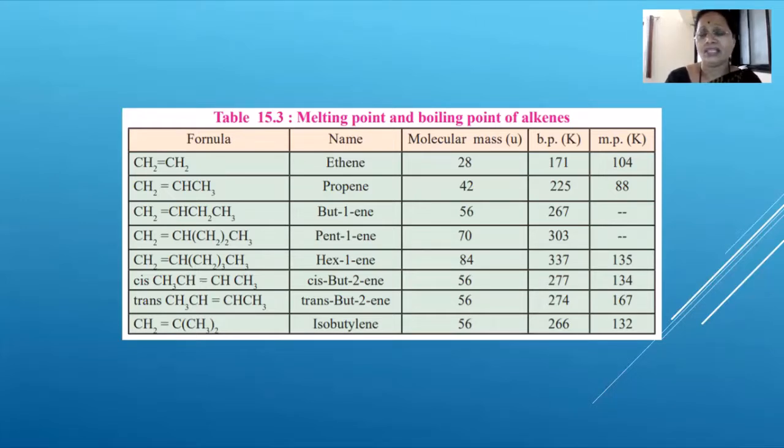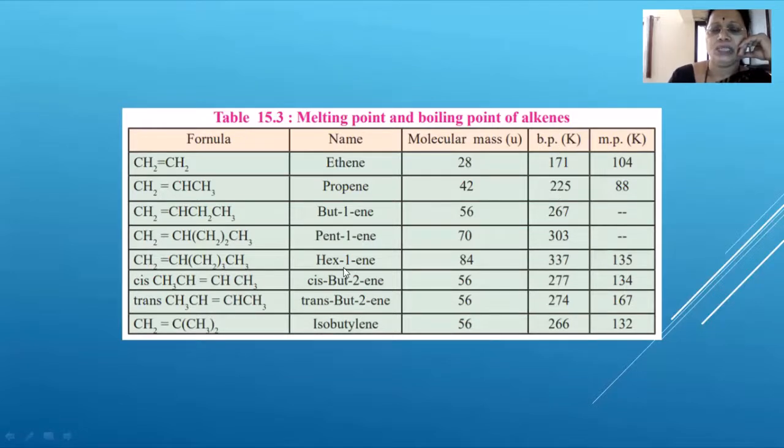With increase in molecular mass, म्हणजे इथीन, प्रोपीन, ब्यूट 1 ENE, पेंट 1 ENE, जसं कार्बनची संख्या वाढत जाईल तसं मोलिक्युलर मास वाढत जाईल, आणि मोलिक्युलर मास जसं वाढत जाईल तसे त्यांचे बॉइलिंग पॉइंट्स वाढत गेलेले आहेत. हे टेबल तुम्हाला काय दाखवत आहे, बॉइलिंग पॉइंट वाढत गेले.